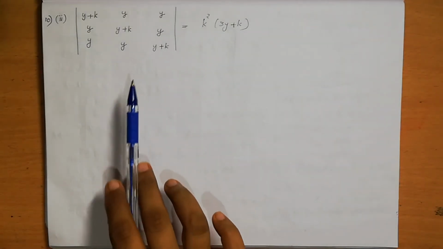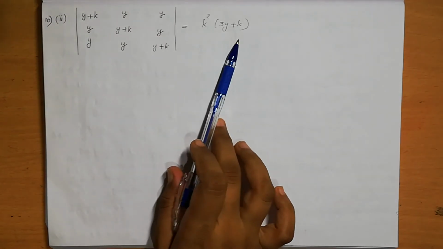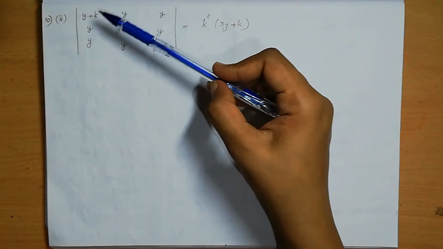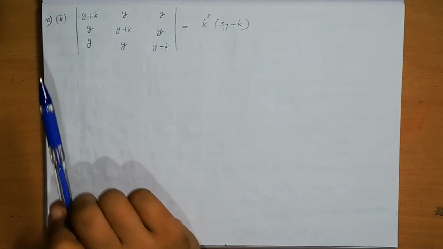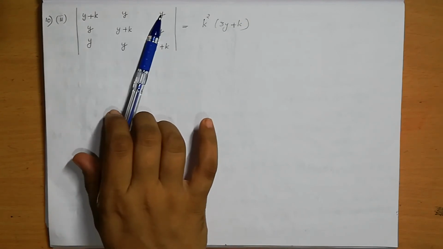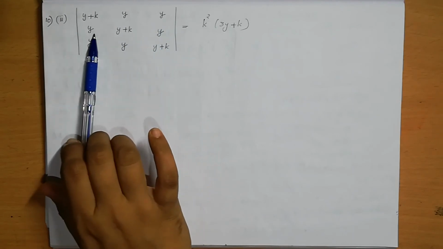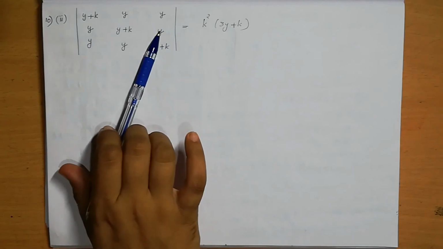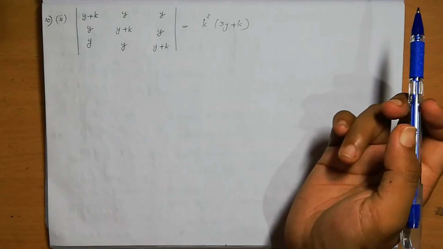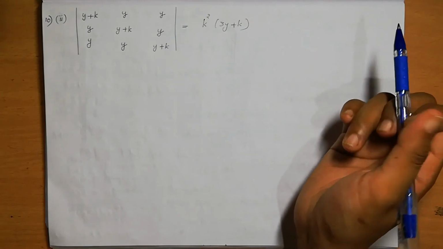10th one, second part. Here we need to prove the value of this determinant equals k square into 3y plus k. So how will we get 3y plus k? If we add, y plus y is 2y, 2y plus y is 3y plus k. That means C1 plus C2 plus C3: y plus y is 2y, 2y plus y is 3y plus k. Here also 3y plus k we will get. That means which change can we apply? C1 changing to C1 plus C2 plus C3.